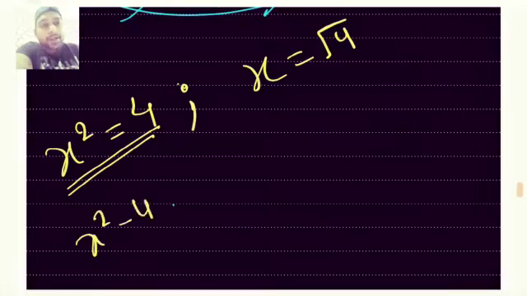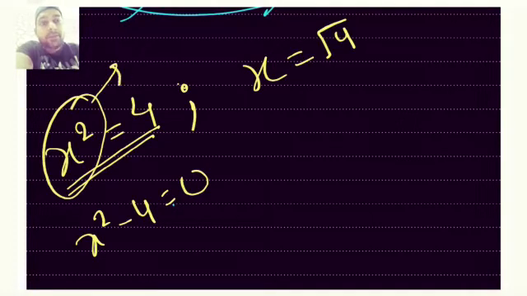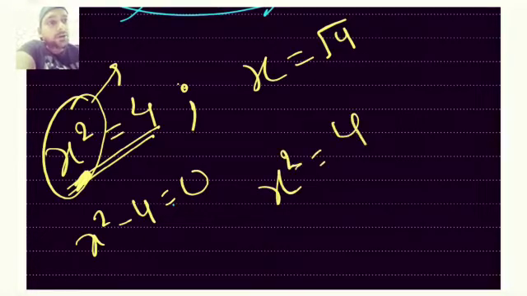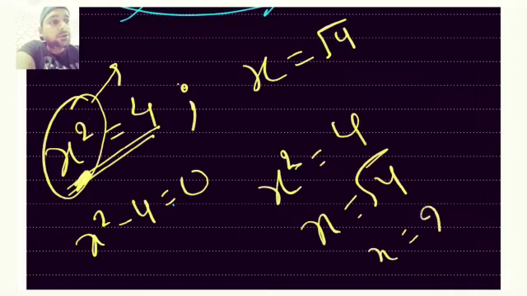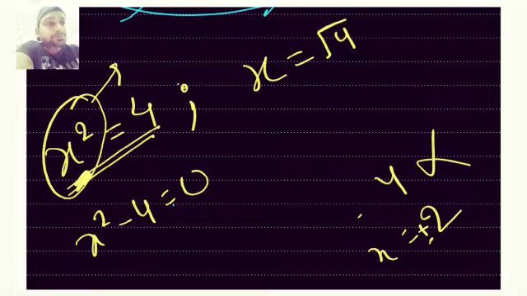x square minus 4 is equal to 0, because this is a quadratic equation. The variable x has the highest power as 2. So this is a quadratic equation, isn't it? So it should have two answers, not one answer. Sometimes you used to write x square is equal to 4, x is equal to root of 4, and that is x is equal to 2. That is wrong. It will be plus minus 2. I'll tell you how it will be plus minus 2.